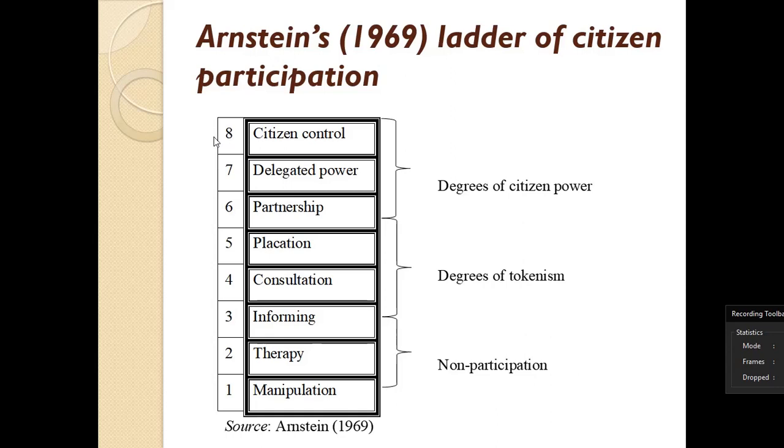Arnstein's 1969 ladder of citizens' participation shows that some citizens participate while they are manipulated. Others participate by giving just information. Others participate by getting some incentives for their participation. Others participate because they are involved in the project. So from number 1 towards number 8, number 8 would be the best participation. It depends on how you want to implement your evaluation, but different levels also mean the level of the information that you can use to involve all stakeholders in decision making afterwards.